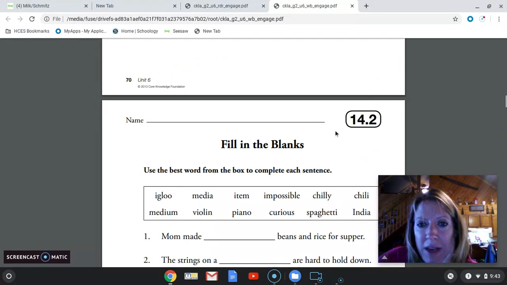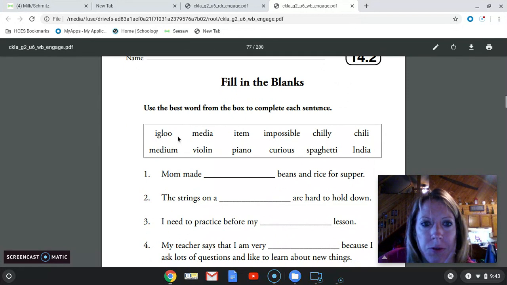Then for extra practice, we have some fill in the blanks on 14.2. It says use the best word from the box to complete each sentence. So we have igloo, media, item. Notice we're practicing the tricky I sound. I, E, I. Impossible, chili, chili. This means the cold chili, and this is the chili that you eat. Medium, violin, piano, curious, spaghetti, yum, and a proper noun, India. Okay, so that is a country.